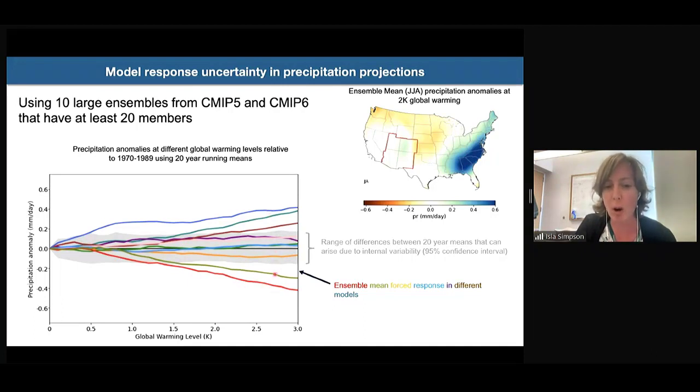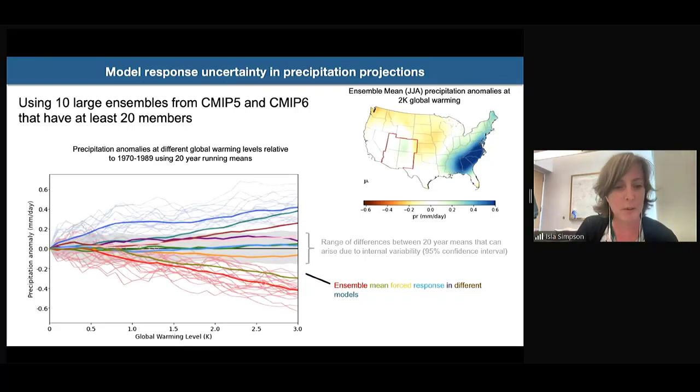You know, the models at the opposite ends of the scale are exhibiting forced responses that are totally outside of anything we would expect as a result of internal variability alone. And then, of course, on top of this model response uncertainty, we have internal variability. And so here I'm just showing the individual members for these two most extreme models, and then that expands your uncertainty range out even more.